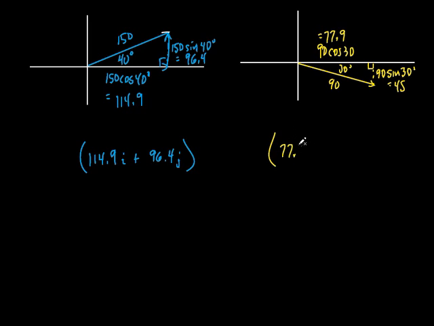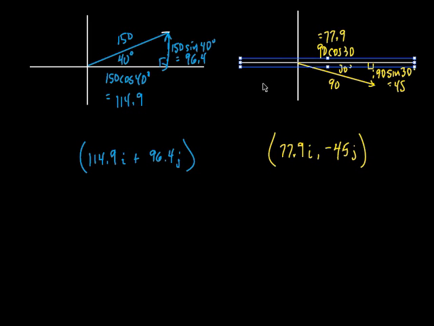So it's 77.9 i. Now that's positive, isn't it? But what about the 45? This is going down. So what sign are we going to put here? We've got to put negative. All right, that's very important. Sometimes that's very easy to forget about.